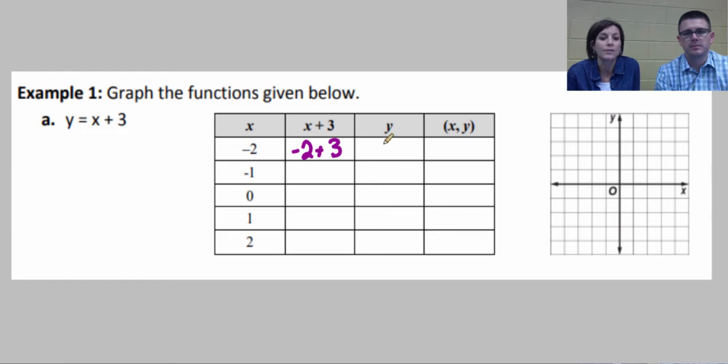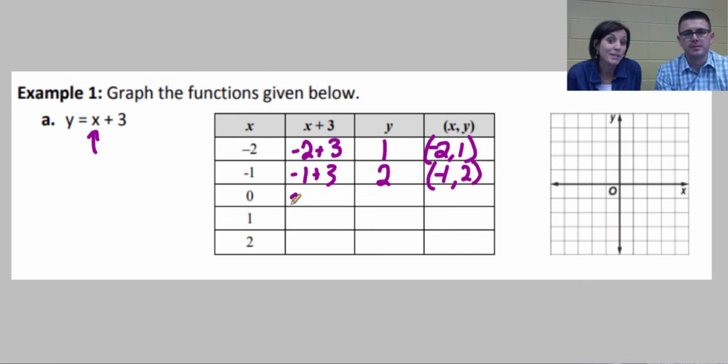-2 plus 3 will give us an output of 1, and our ordered pair would be -2, 1. Good. Then we plug in a -1. So -1 plus 3, you're just plugging it in for x in your function. It gives me an answer of 2. So I have a -1, 2 for my ordered pairs.